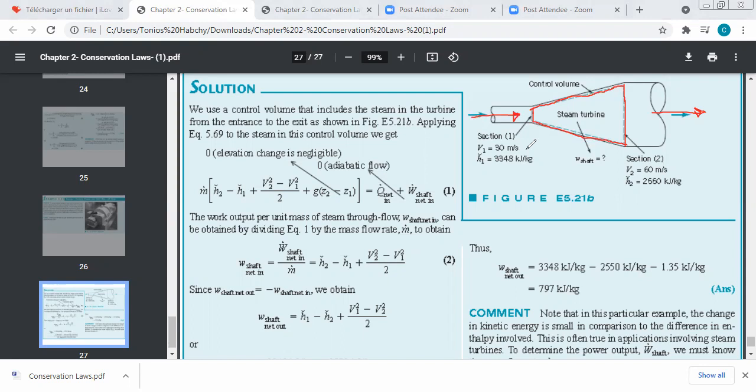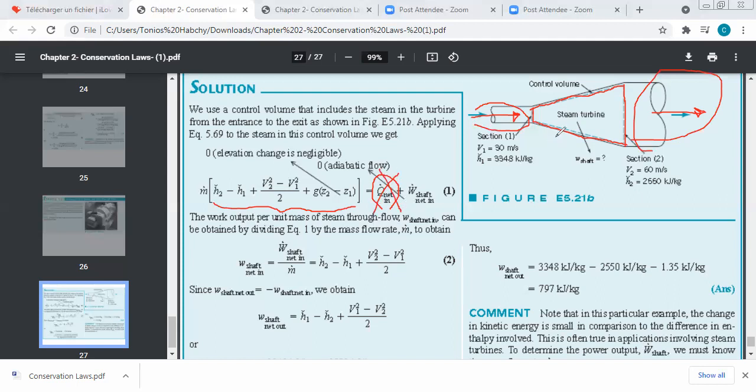I have one inlet, one outlet, and I have uniform properties at inlet and outlet. So all I have to do then is to apply my formula. That is the sum of Q dot plus the sum of W dot equals m dot times the variation of energy between the outlet and the inlet. Okay. Now concerning my Q dot, they are telling me that I have an adiabatic flow, so Q dot will be 0.